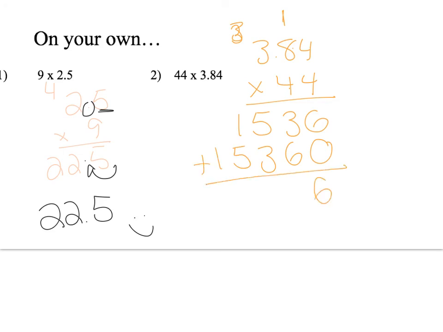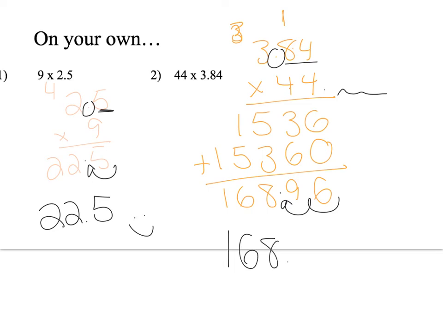Add 6, 9, 8, 6, 1. Count your digits to the right of the decimal in your original problem. We have our decimal point with 2 digits, nothing behind this decimal point here. So our decimal will fall right there. Our final answer is 168 and 96 hundredths. And we are all done.